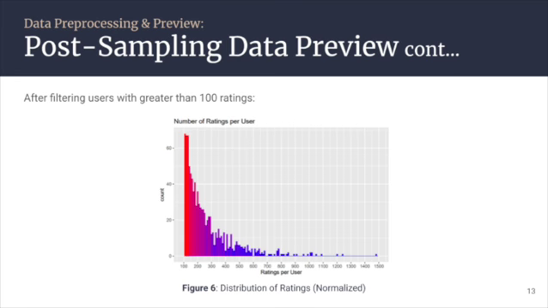Hello, my name is Branson Stickney, and I'm going to pick up on the post-sampling data preview. Here we have a normalized graph of our users with greater than 100 ratings. As we can see, most of the users are concentrated towards the 100 to 300 rating range, with a steep drop-off afterwards.